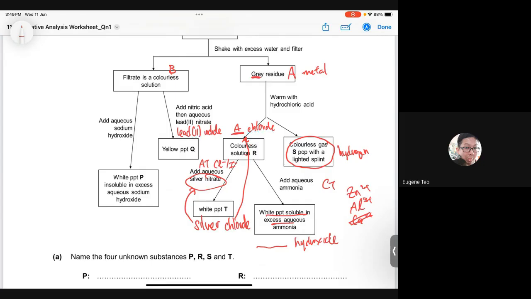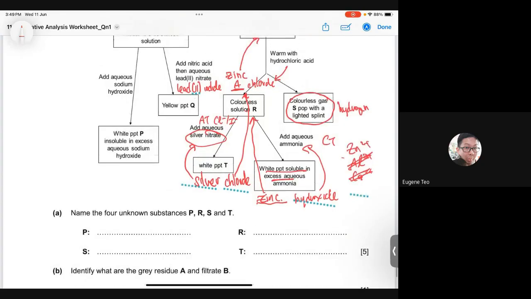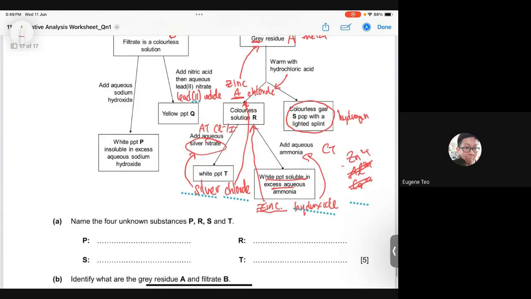Which one is soluble in excess? It is not aluminium, it's zinc. So this is zinc hydroxide. Where did the hydroxide come from? Aqueous ammonia. The zinc must have come from solution R, which means R must be zinc chloride. Hydrochloric acid gives you the chloride. The zinc must have come from the gray residue A. So now I know that R is zinc chloride.